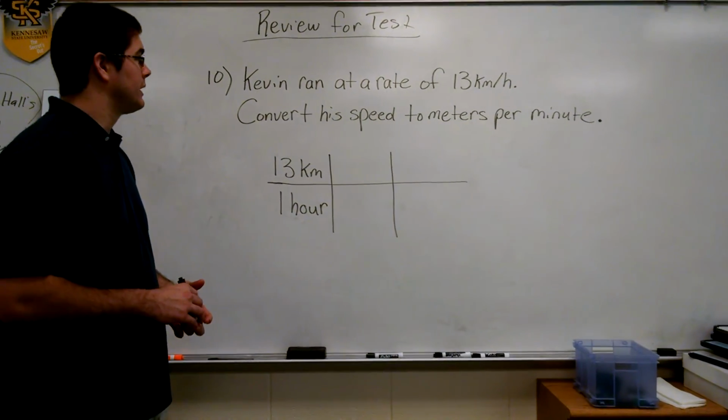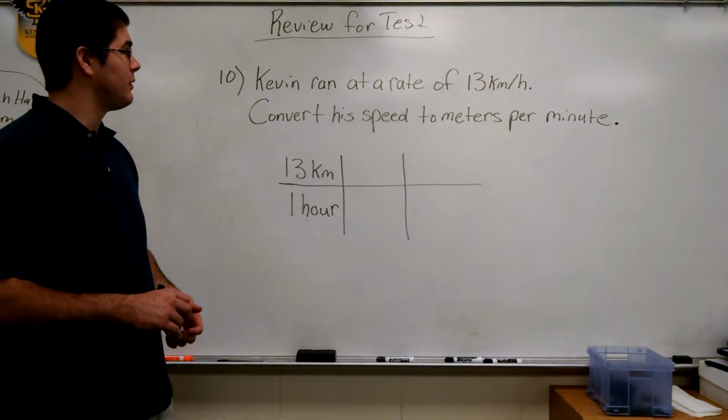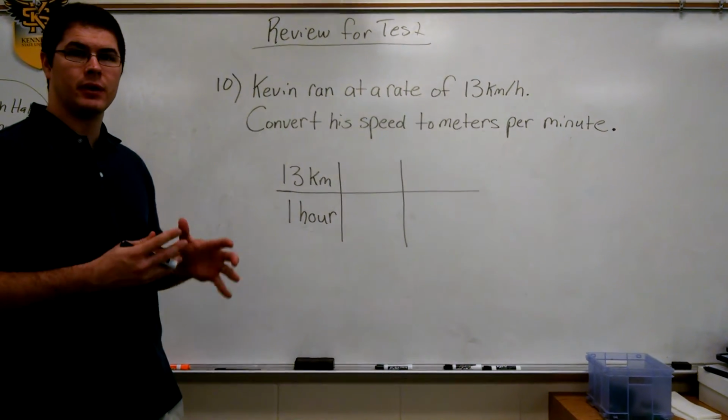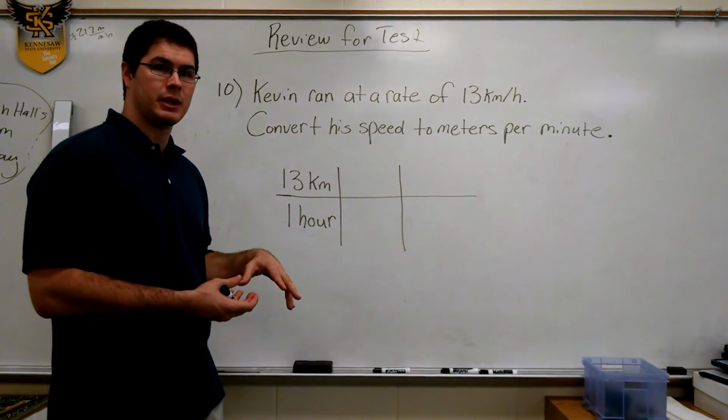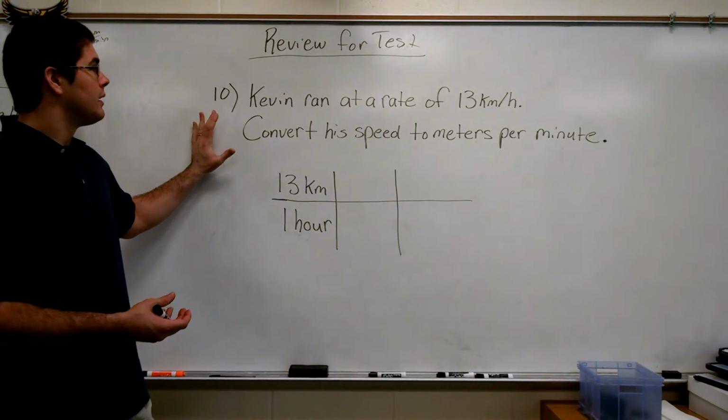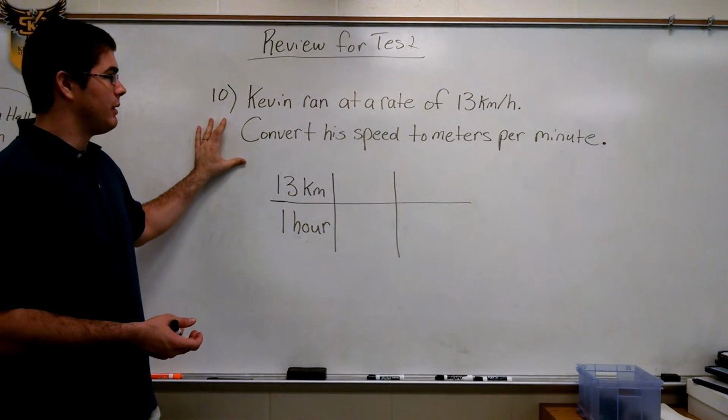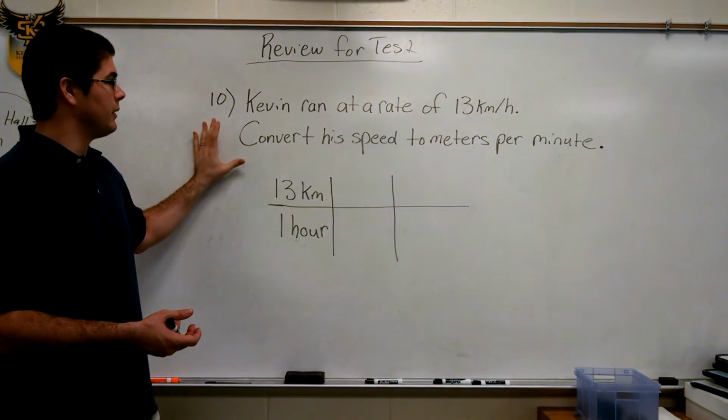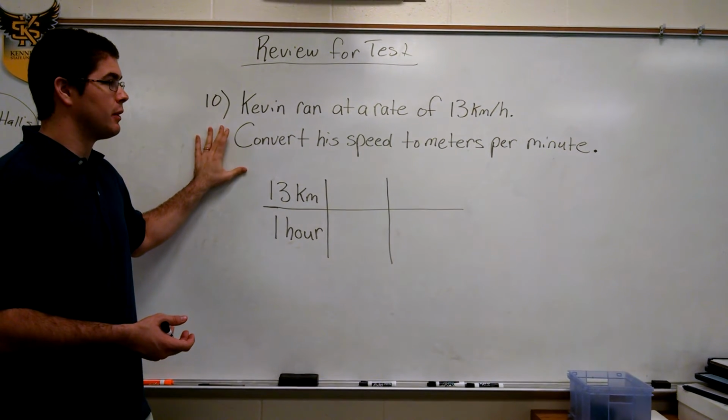All right. So next problem we're going to look at is number 10. I know this is a problem that a lot of people have an issue with, converting a rate to a different rate, and so I wanted to make sure we go over that. Number 10 says Kevin ran at a rate of 13 kilometers per hour. Convert his speed to meters per minute.